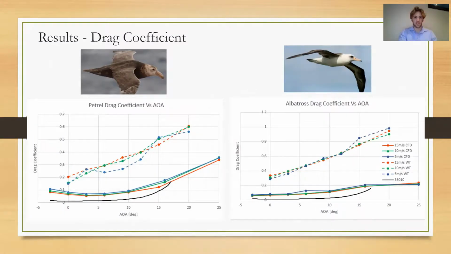For the drag coefficient, it is clear that the wind tunnel drag coefficients are much larger for both wings than the other 2 sets of results. The CFD results are similar to the S5010 foil with the same trends for both the petrel and albatross wings, but the CFD results are consistently a little bit higher.